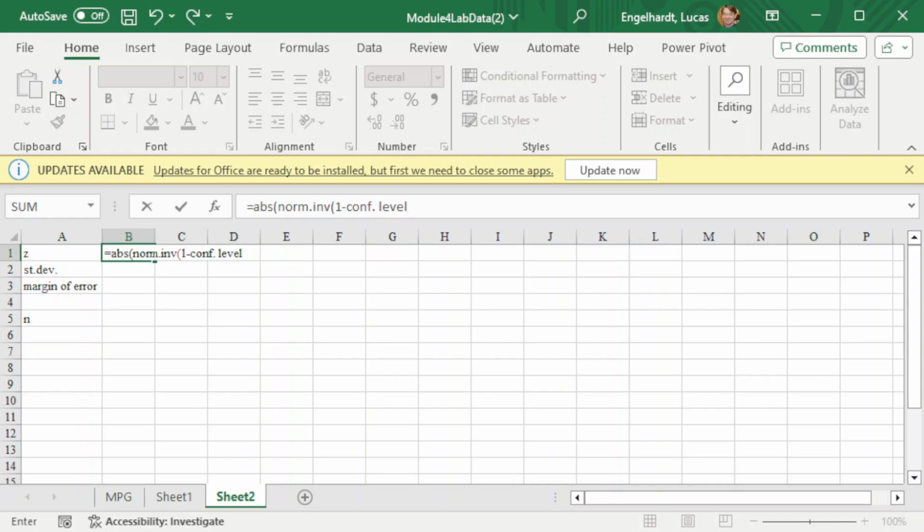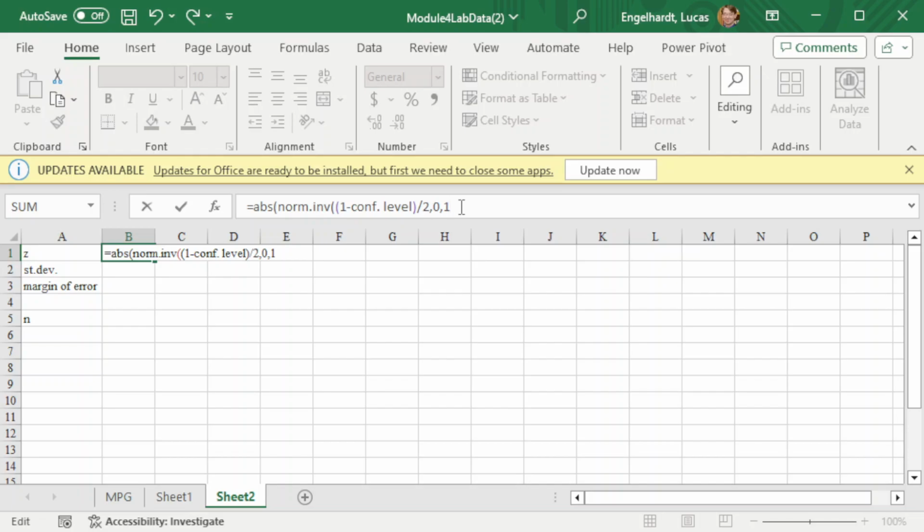Then 1 minus the confidence level divided by 2. So actually I need to put another set of parentheses in here for this to be correct. Right, 1 minus confidence level, then you take that thing divided by 2. The next thing would be your mean, which is 0, and standard deviation of 1.